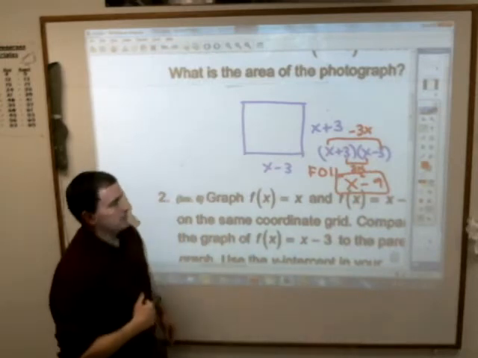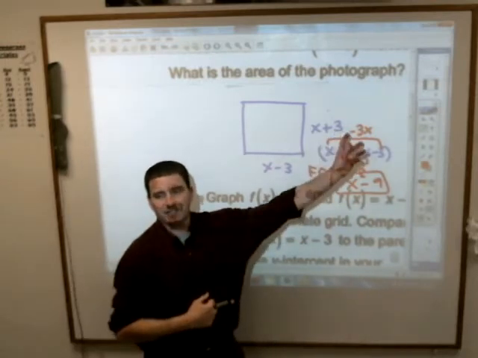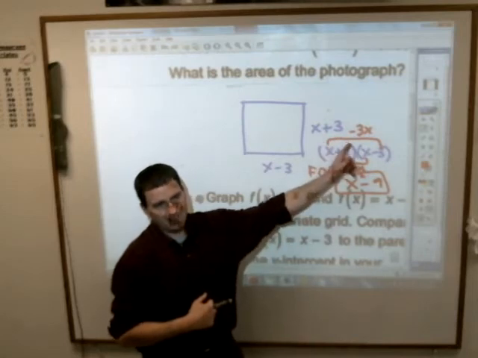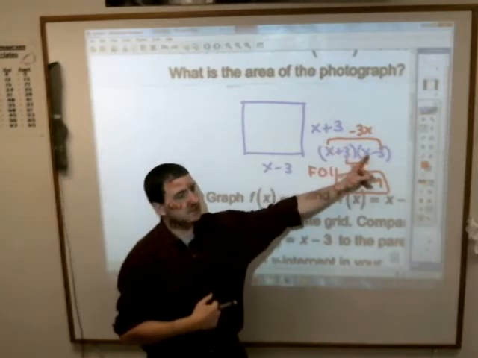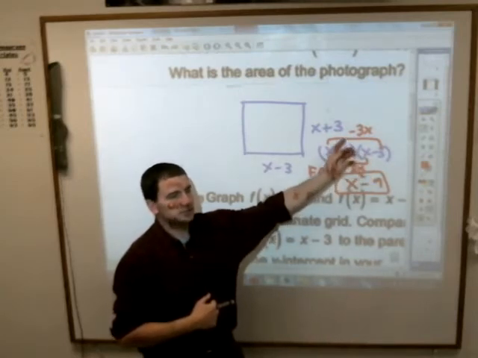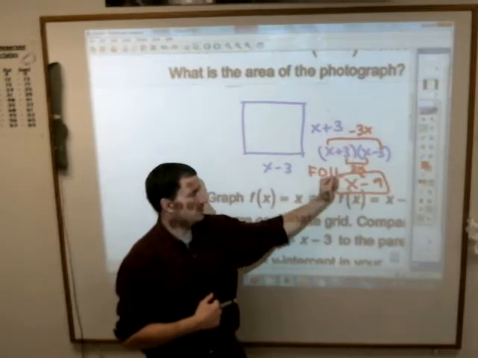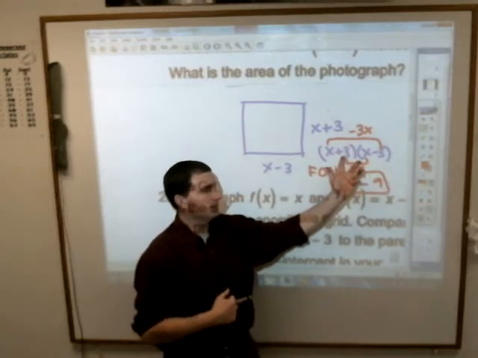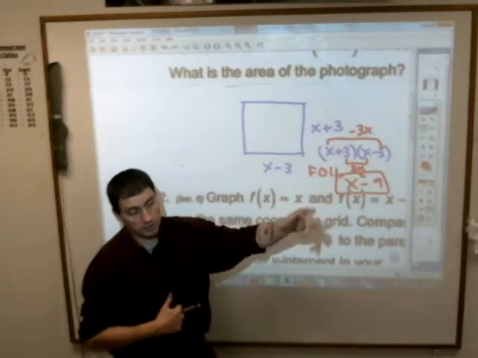Remember, children, we talked about this. When you have an identical binomial, except one's positive and one's negative in the middle, there's never going to be a middle term. You'll get the first term and you'll get the last term. The outside and the inner ones are opposites and they will cross off.